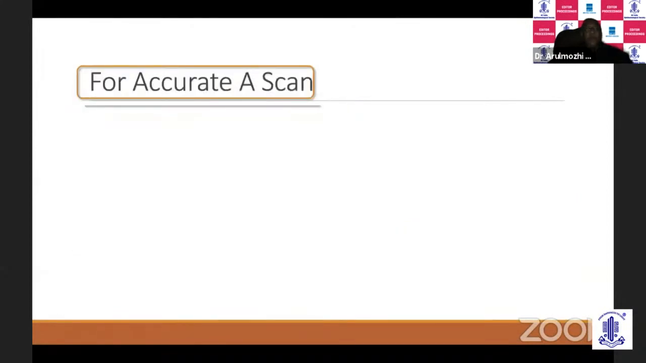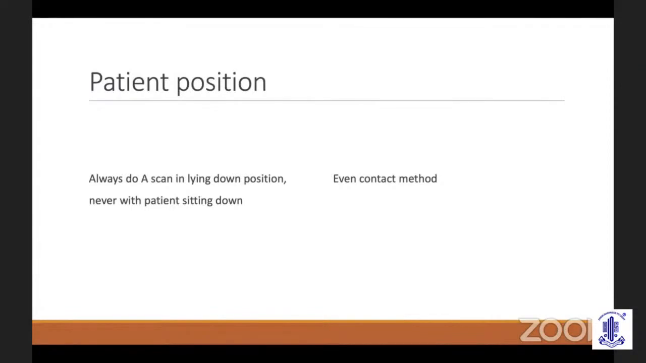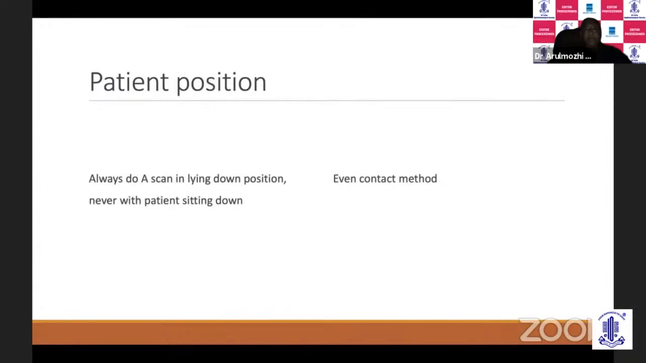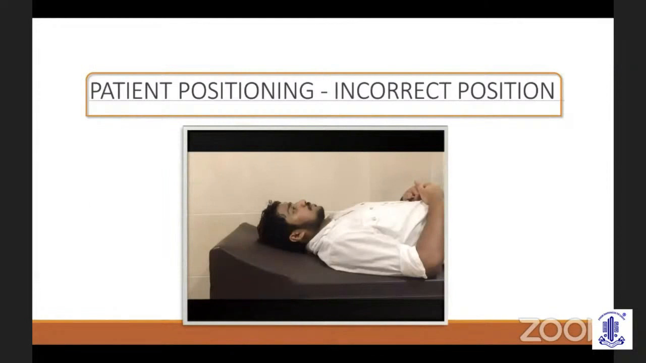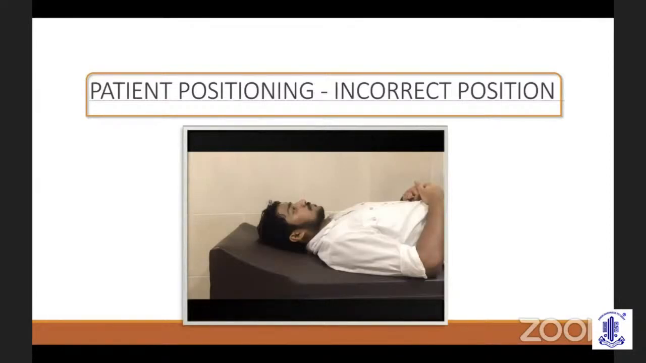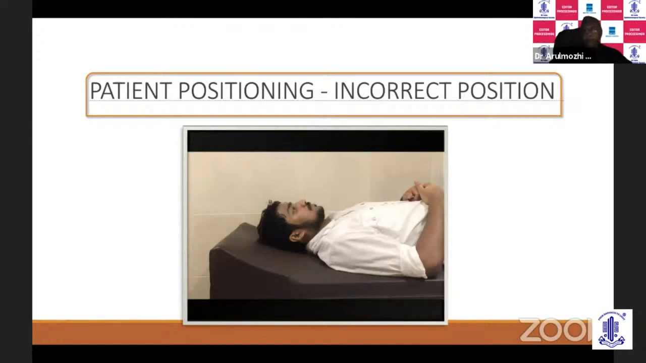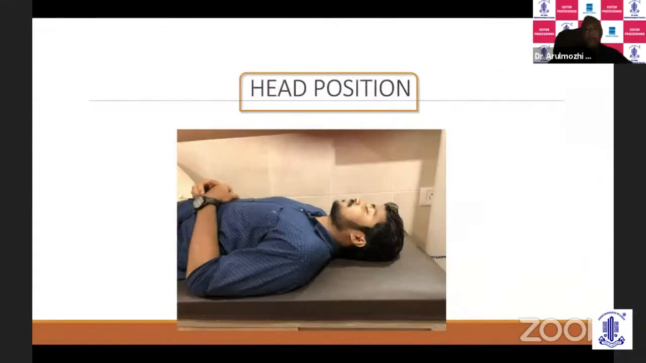Okay. For an accurate A scan, we have to do the scan in the lying down position, and never with the patient sitting down, even in the contact method. Patient positioning is very important. When you position the patient, the head should be flat. It should not be bent as you see in here. You should have it placed absolutely flat so that you can get the iris plane parallel to the floor.